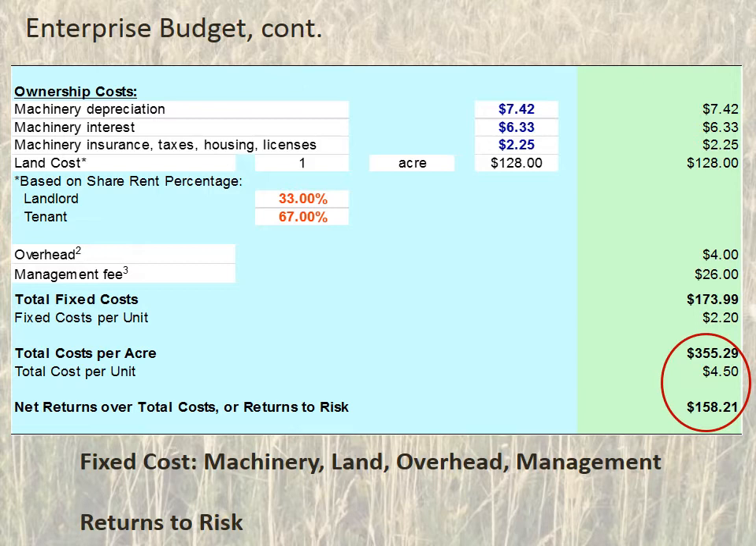I circled all of these. The total cost per unit is total cost per bushel in this case, because that's our unit of output. The total cost per bushel takes out the yield differences between classes, which I'll reflect on a little bit more later. And then we have net returns over total cost, or returns to risk, or another way most of you think of it, profit. That's what they're making per acre.